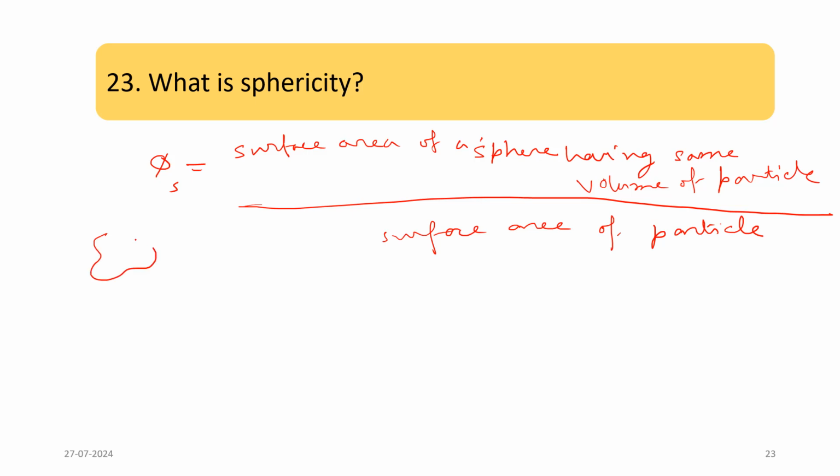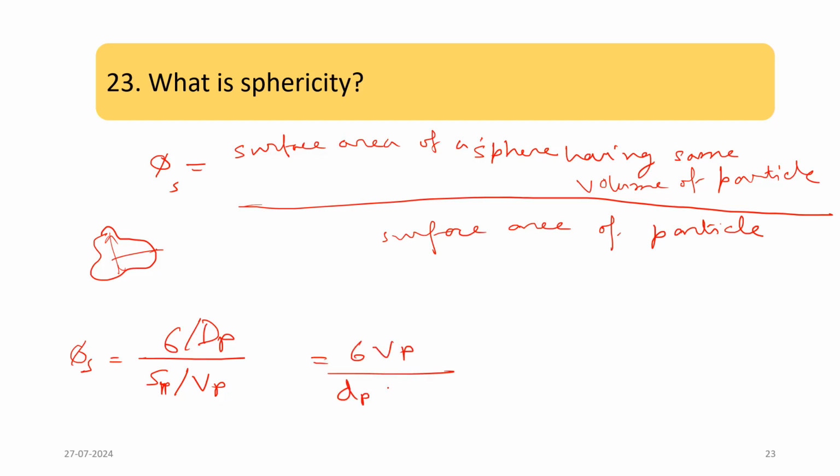So in the case of an irregular shape particle, we don't know what is the diameter, what is the length. So for those types of particles, we calculate sphericity. So the expression of sphericity is phi s equals 6 Vp by dp Sp. You know how it is coming? You can do the derivation, right? If not, should I do?